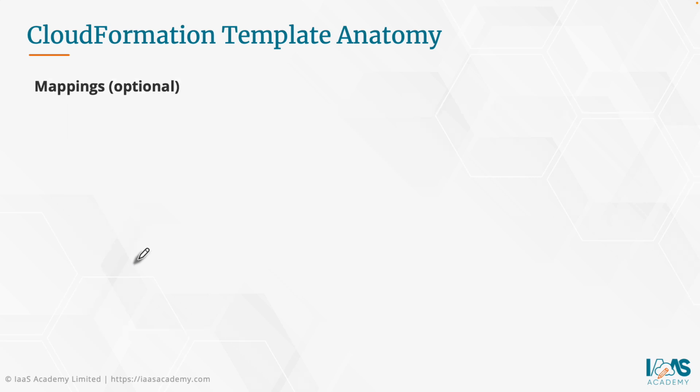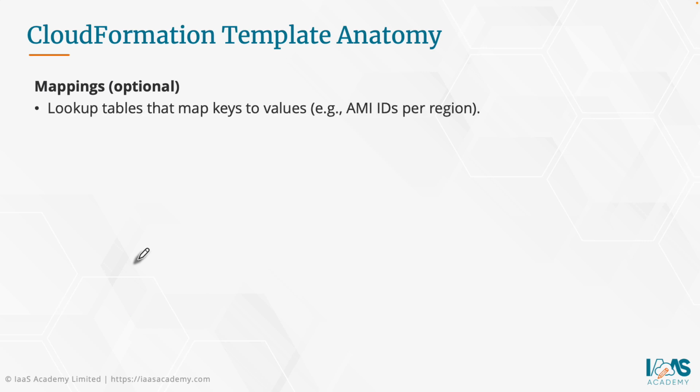Next, we have mappings. Mappings is yet another optional element, but a very powerful component. It allows you to create lookup tables to map keys to values. For instance, we spoke about those AMI IDs per region. Now, in that example where we did the lab, you had to go into the AWS Management Console, check out the actual AMI ID, and then come back and update the template. You don't want to be doing that.